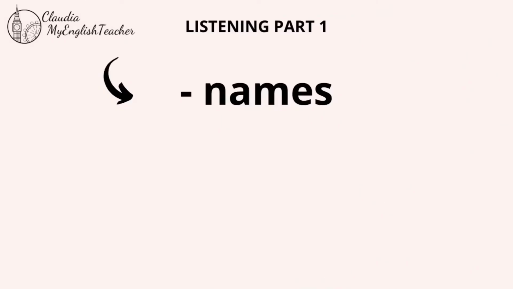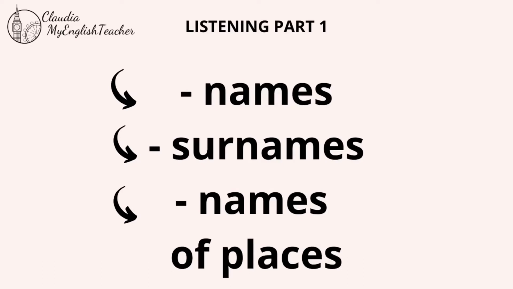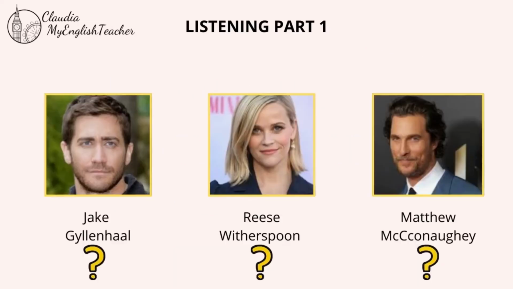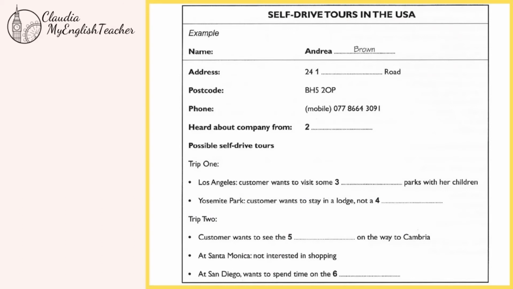In the listening test, the speakers will always spell out names, surnames, or names of places for you, which means that you need to know the English alphabet very well. You should practice spelling skills before the exam, and don't underestimate the importance of spelling. Good practice, for example, could be to look at names of actors or actresses, politicians or sportspeople, and spell out their names. Let's look at an example of spelling from a real test.